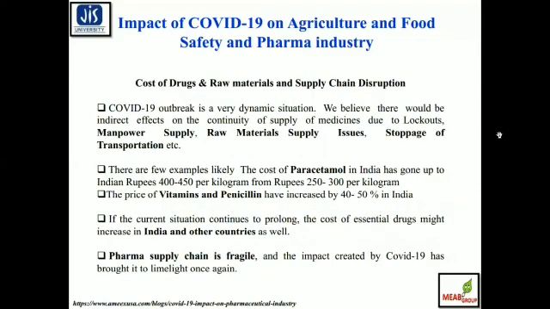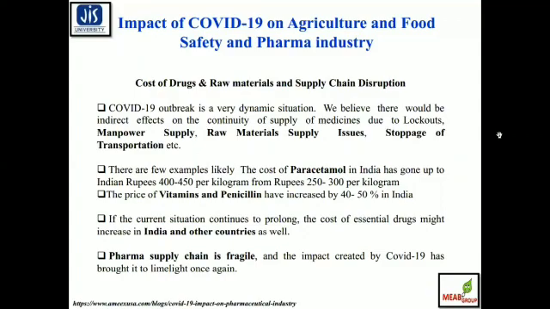In another way, the cost of drugs and raw materials and the supply chain in the pharma industries are highly and drastically affected. The COVID-19 outbreak is a very dramatic situation. We believe there would be indirect effects on the continuity of the supply of medicine due to lockouts, manpower supply and raw material supply issues, and stoppage of transportation.